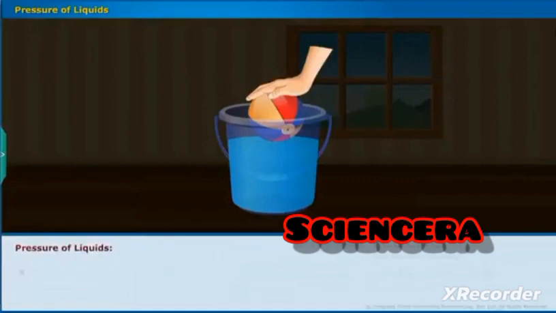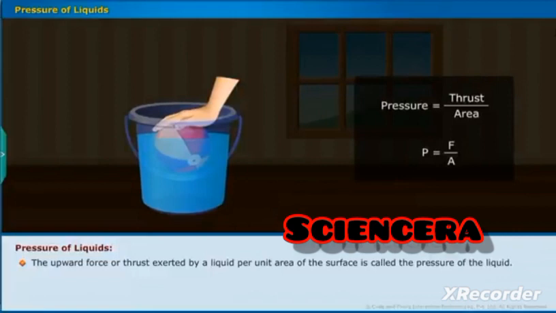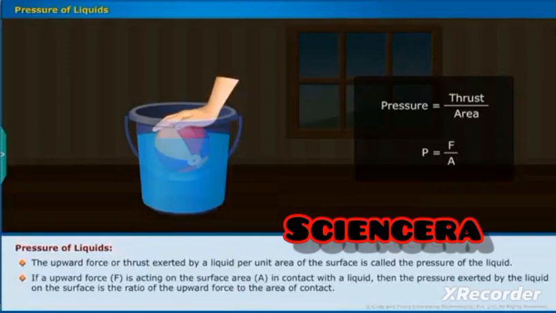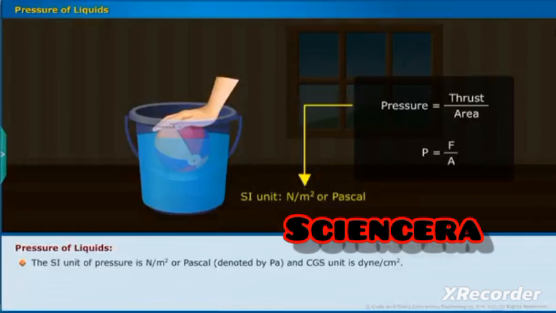Pressure of liquids. The upward force or thrust exerted by a liquid per unit area of the surface is called the pressure of the liquid. If an upward force F is acting on the surface area A in contact with a liquid, then the pressure exerted by the liquid on the surface is the ratio of the upward force to the area of contact. The SI unit of pressure is Newton per meter square or Pascal, denoted by Pa, and the CGS unit is Dyne per centimeter square. Pressure is a scalar quantity.